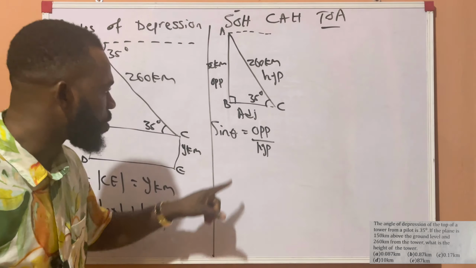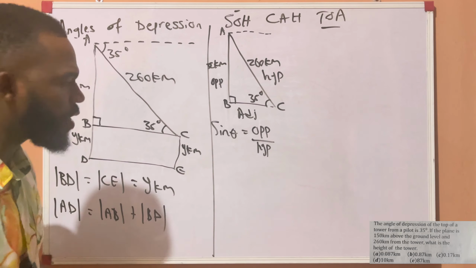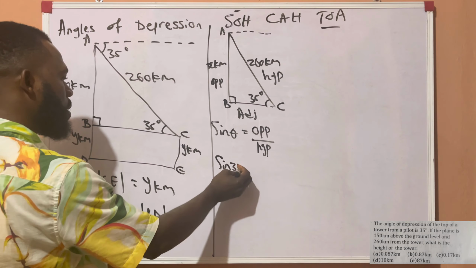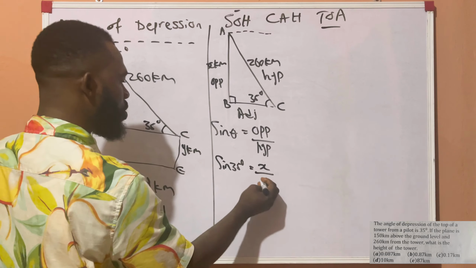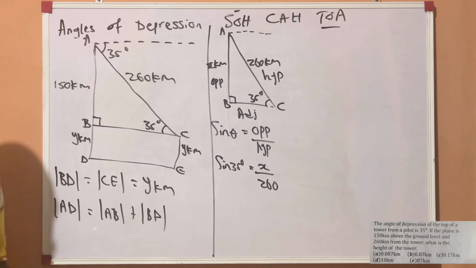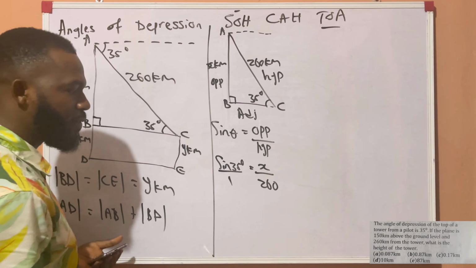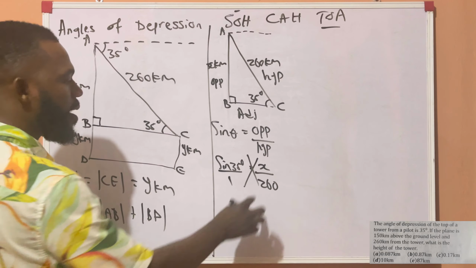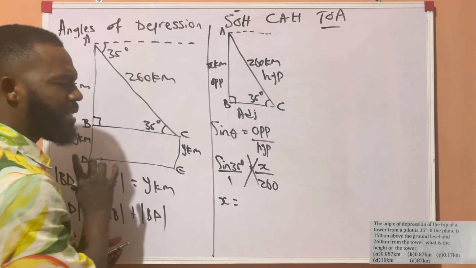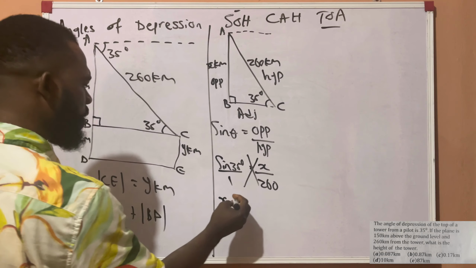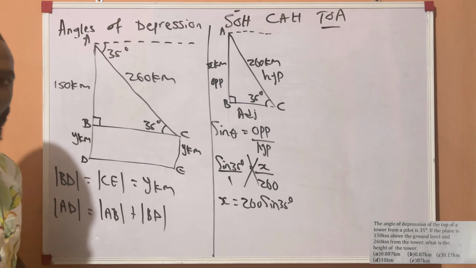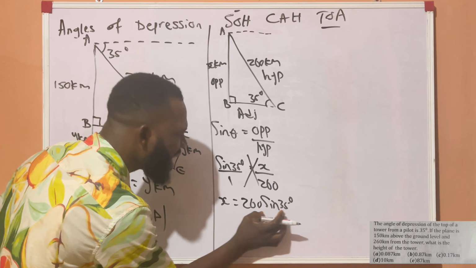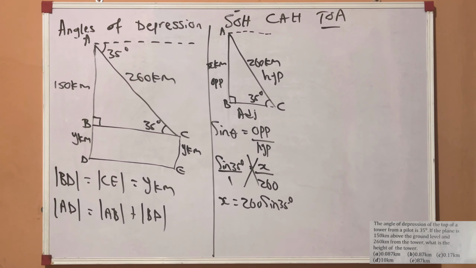Now, let us substitute. Theta is the angle of depression, which is 35 degrees. So here becomes sine 35 degrees is equal to opposite, x, over hypotenuse, 260. All right. Now, without wasting time, put sine 35 degrees over 1 and cross multiply. x multiplied by 1 gives us x, and sine 35 degrees multiplied by 260 gives us 260 sine 35 degrees. So we are going to multiply 260 times sine 35 degrees, and if we do that, we're going to get this, okay?